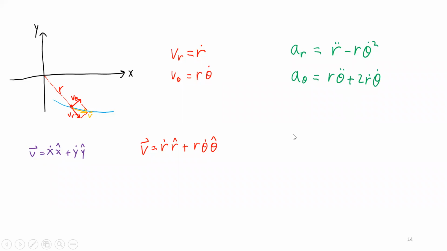Okay, so that is right. So the acceleration vector can always be written as a_r r hat plus a_theta theta hat.